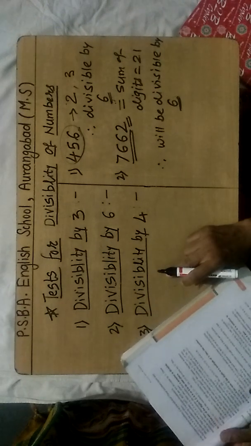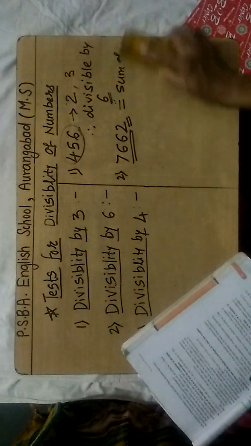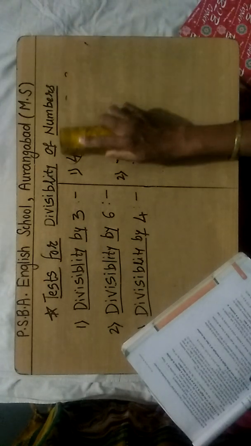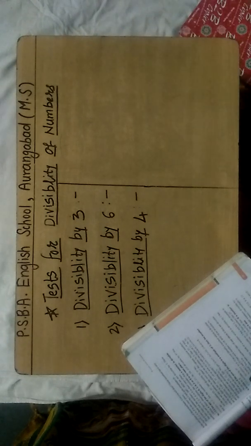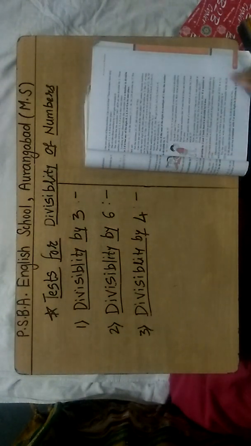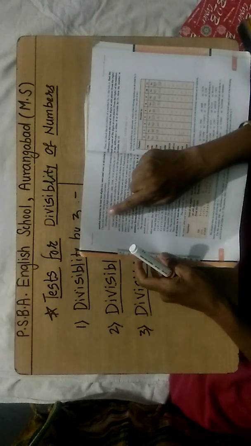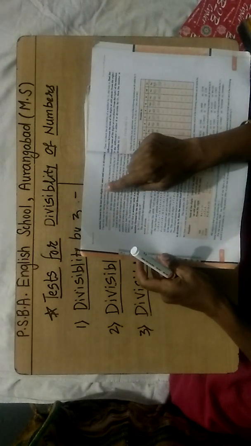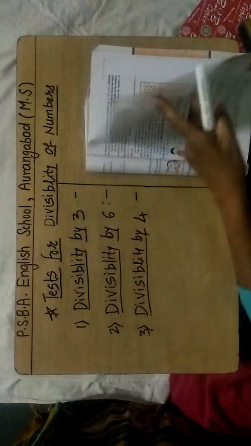Clear? Now the next is divisibility by 4. For the divisibility of 4, what we have to do? We have to consider a number which is of minimum 3 digits. It is given in the textbook. A number with 3 or more digits is divisible by 4 if the number formed by its last 2 digits, that is ones and tens place, is divisible by 4. Okay, we will consider an example.